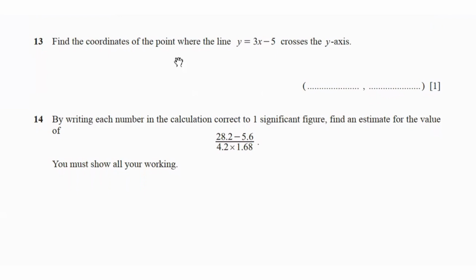Question 13 says, find the coordinates of the point where the line y equals 3x minus 5 crosses the y-axis. Now, the keyword is that it crosses the y-axis at this point, which means x is going to be 0. Why? Because if it's crossing the y-axis, that means it's a y-intercept. And the y-intercept x value is always 0. So we're going to put x equals 0 in this equation. And we have negative 5, which means our answer is going to be (0, negative 5).